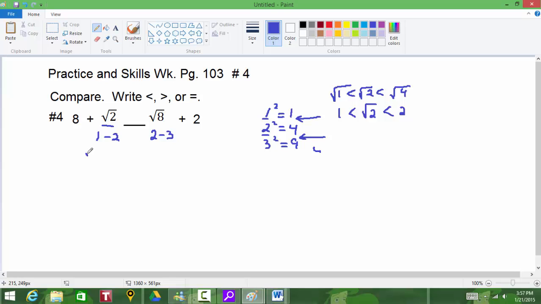If I add up 8 plus 1, I get a 9. And then if I add up 8 plus 2, I get 10. Okay, so what that means is our answer on this left-hand side has to be between 9 and 10. It can't be equal to 9, it can't be equal to 10, but it's somewhere in between those two. Now over here I'm going to do the same thing.